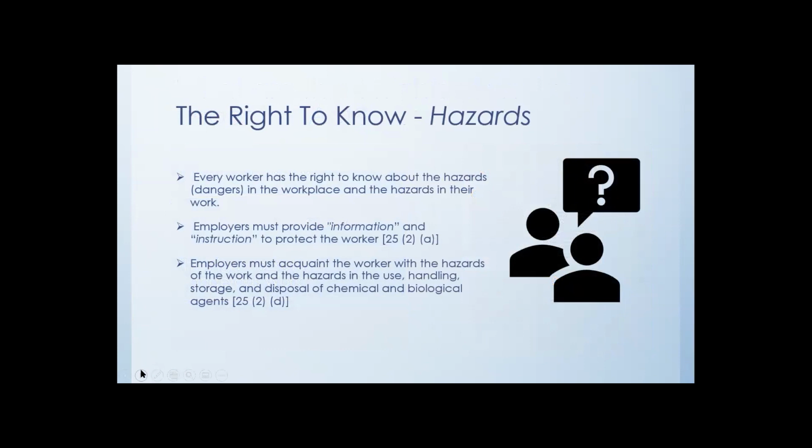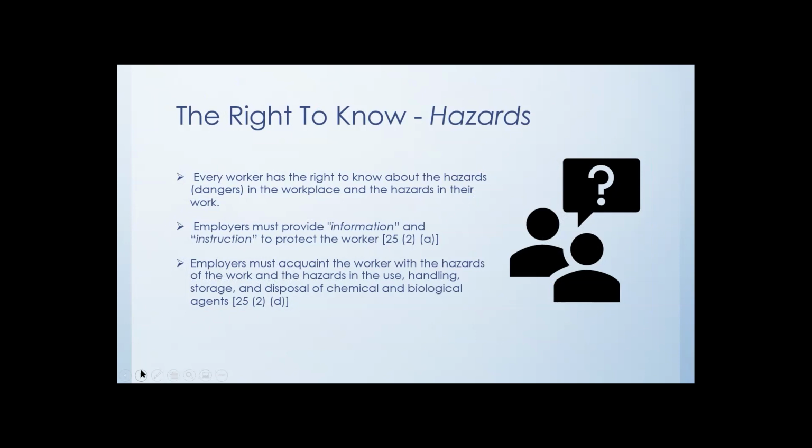The right to know. Every worker has the right to know about the hazards or dangers in the workplace and the hazards in their work. Employers must provide information and instruction to protect the worker. This means adequate training to do the job safely. Section 25(2)(a) represents where this right is located in the Act.